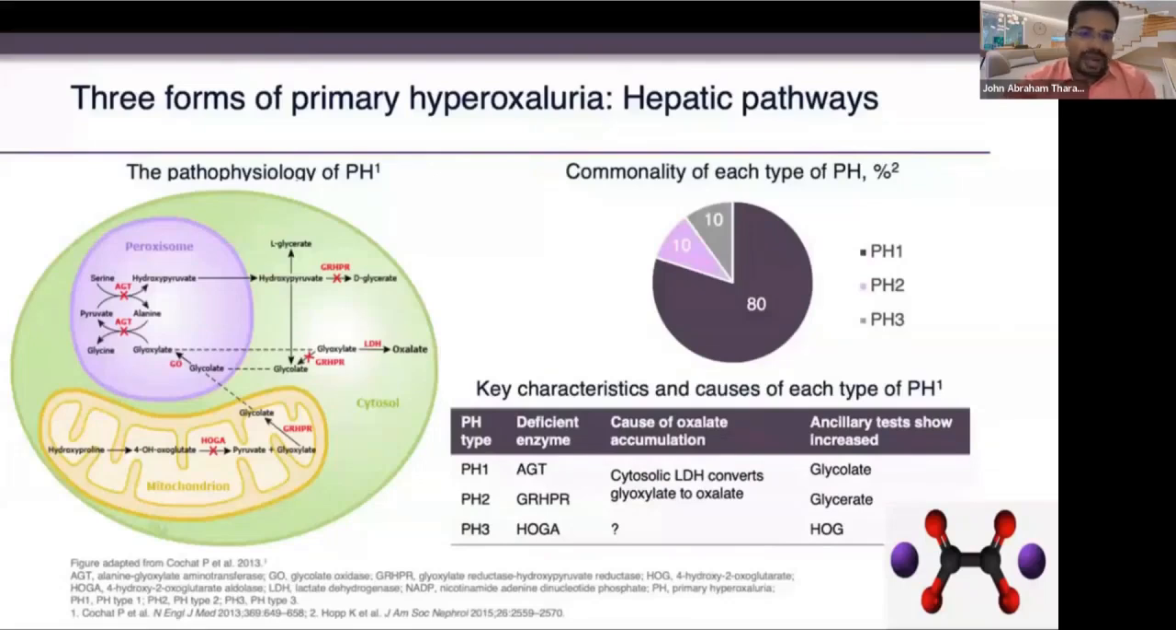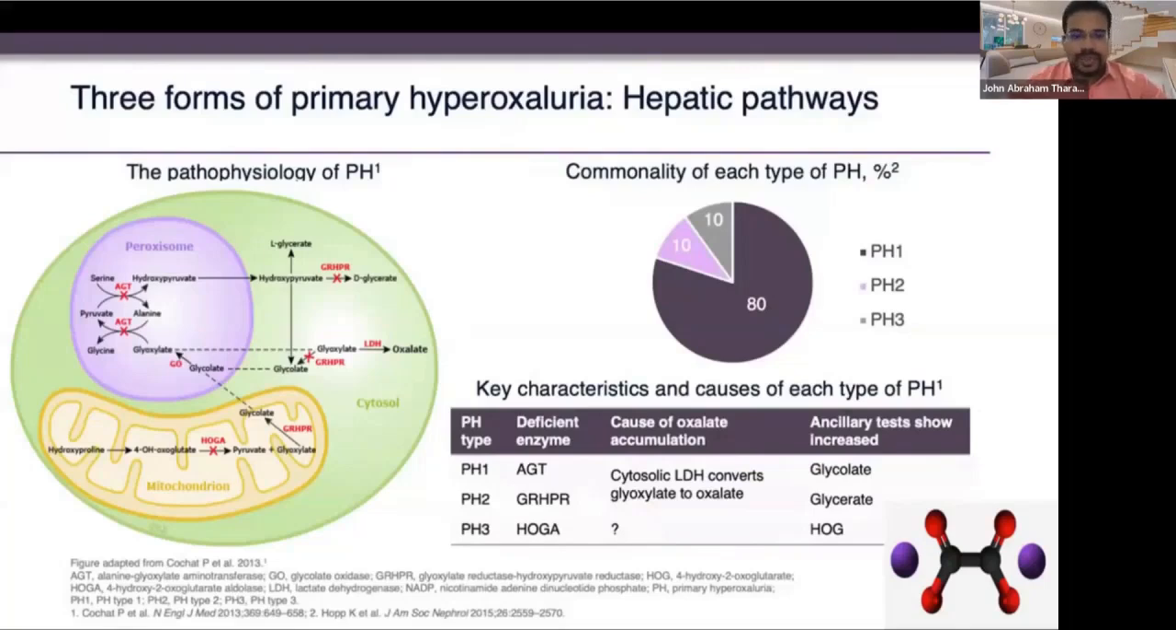So it is the most common type and accounts for about 70 to 80% of primary hyperoxaluria. And it is the most severe form also. Now, primary hyperoxaluria type 2 is the variant of GRHPR that encodes the cytosolic enzyme glyoxylate reductase hydroxypyruvate reductase, which normally converts the glyoxylate to glycolate. And it accounts for about 10% of the cases. And unlike the AGT of PH1, this enzyme is not restricted to the liver and has a wide tissue distribution, and the most common mutation is the deletion of a single base pair in exon 2.